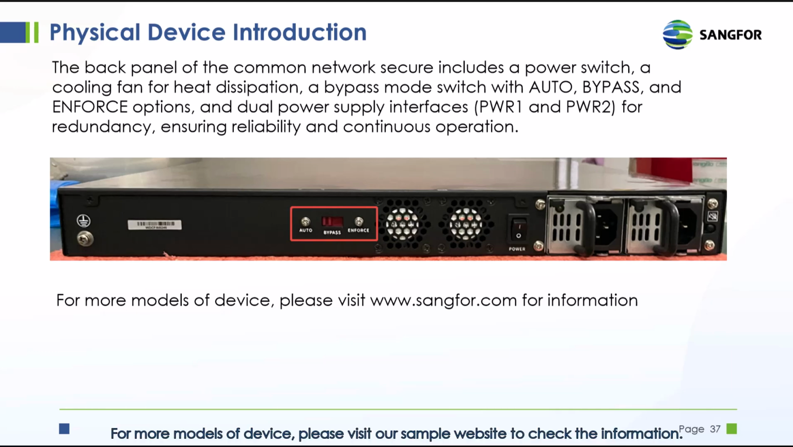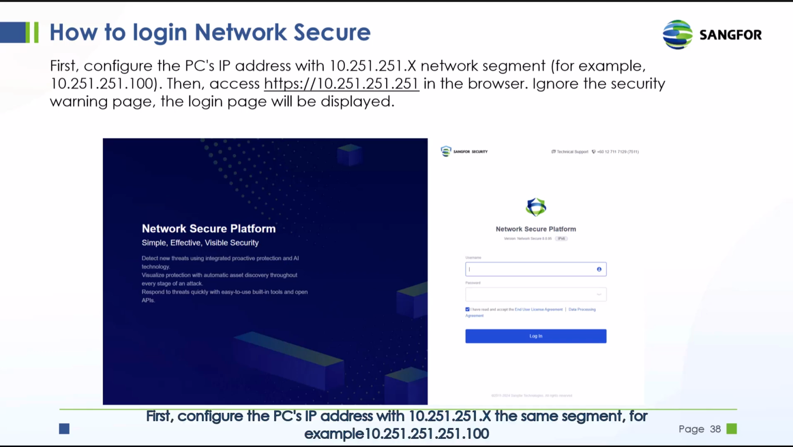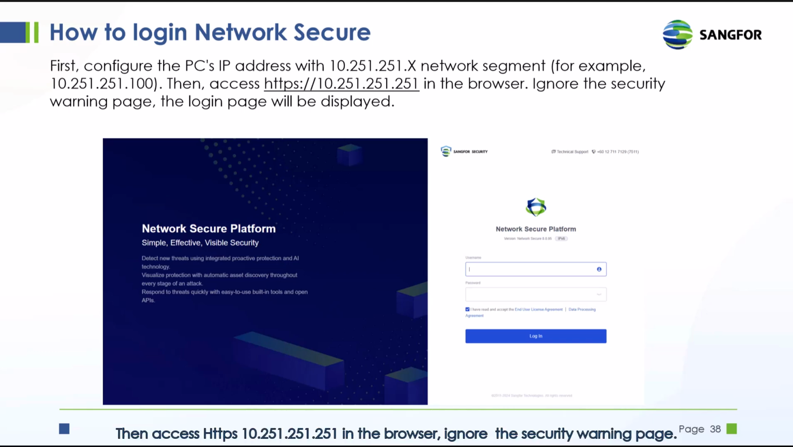For more models of devices, please visit our website to check the information. Next is how to log in to Network Secure. First, configure the PC's IP address in the same segment as 10.251.251.1, for example 10.251.251.100. Then access https://10.251.251.1 in the browser and ignore the security warning page.